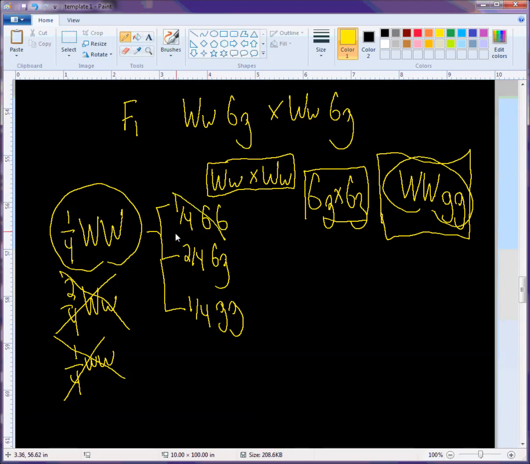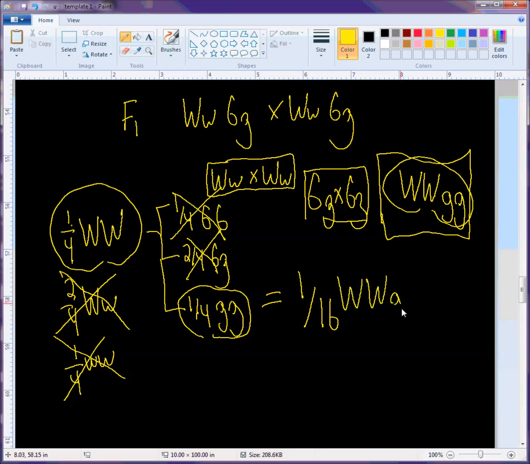So we don't care about the quarter of these big W homozygous plants that are going to have 2 big G's. We don't care about those. We don't care about the 2/4 of these plants that have 2 big W's that are going to have a big G and a little g. We don't care about those. We only care about the 1/4 that are going to have 2 little g's. So we multiply this one by this one, and we get 1 out of 16 with 2 big W's and 2 little g's.